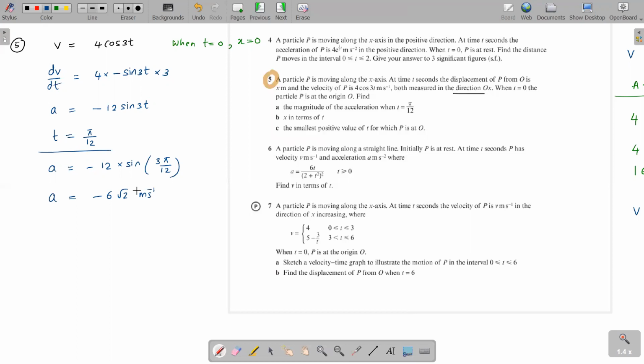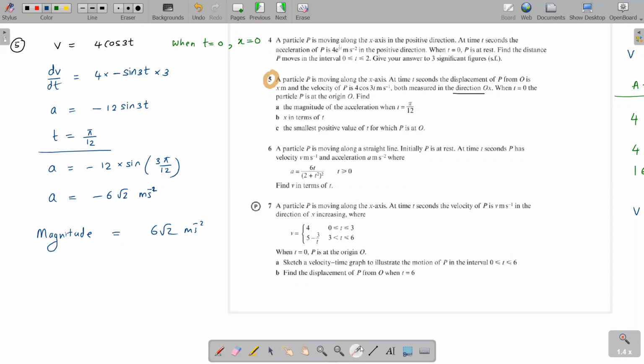Minus means it's directed towards the origin. Normally a minus sign means it's towards the origin. That's what I wanted to tell you over here also. Away from the origin is positive. Towards the origin means negative. That's why you get a negative. Now the question asks you to find what? The magnitude. When they ask for the magnitude, it means just give the size. So what is the magnitude of acceleration? Magnitude is simply 6 root 2 meters per second squared.